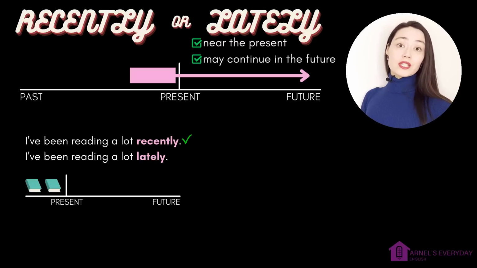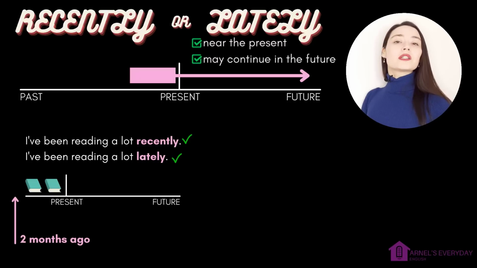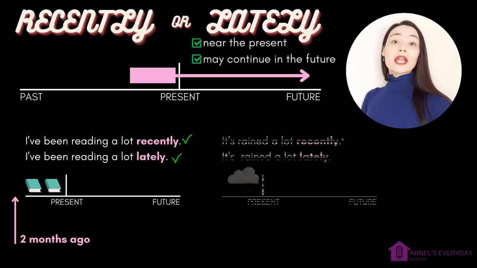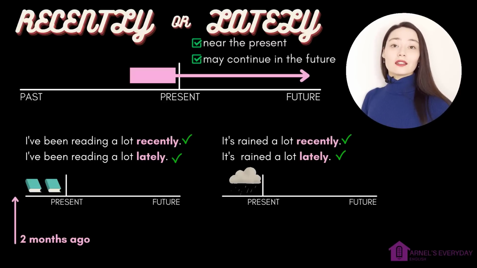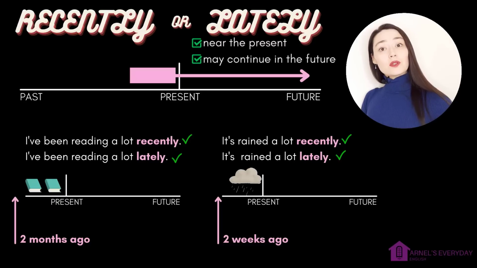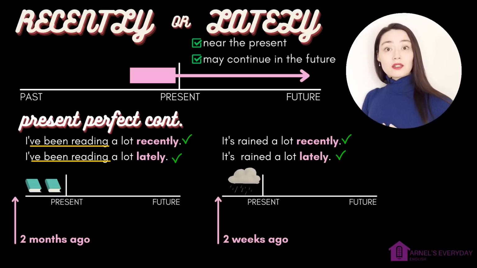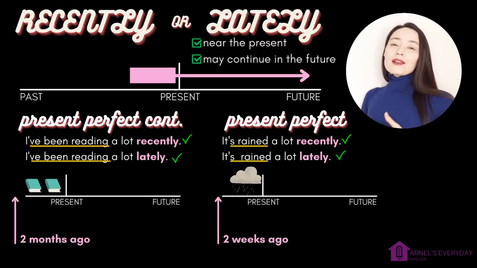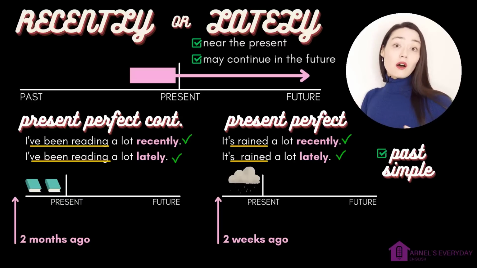I've been reading a lot recently. I've been reading a lot lately. Maybe I started reading 2 months ago. It's rained a lot recently. It's rained a lot lately. Maybe the heavy rain started 2 weeks ago, something like that. And look at the tenses I'm using. Present perfect continuous and present perfect. This is because these actions are close to the present, so we have that past to present connection. Past simple would also be okay if we're describing the recent past.